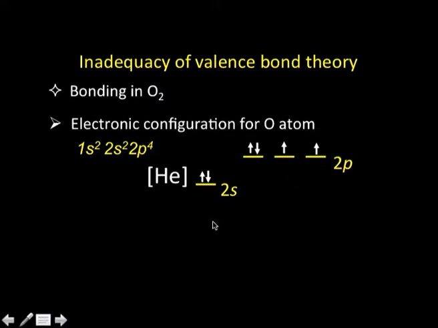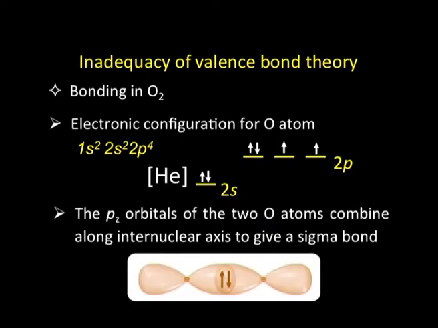When 2 atoms of oxygen have to bind to each other, what kind of bonding is possible is that one of the 2p orbitals, say the 2pz orbital, is the one which is oriented along the internuclear axis. So, the 2pz orbitals of the 2 oxygen atoms combine together. This is the 2pz orbital of one oxygen atom, this is that of the second oxygen atom. The two combine, they overlap here and they form a sigma bond over there. So, that is one bond formation.